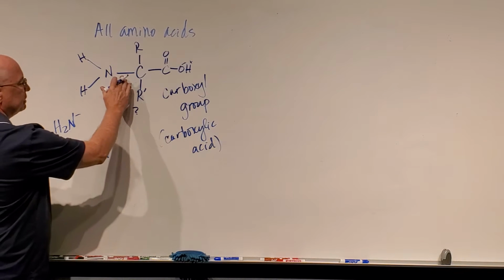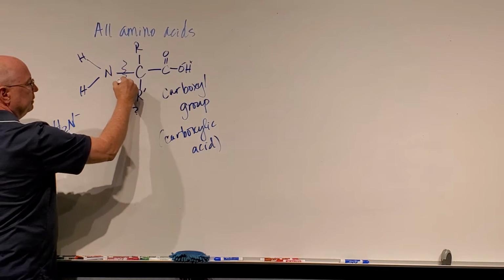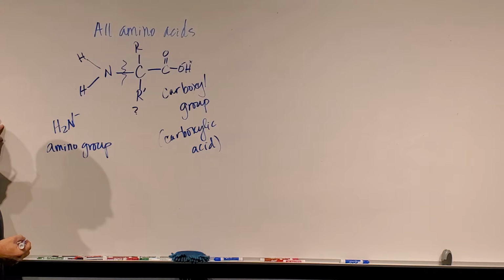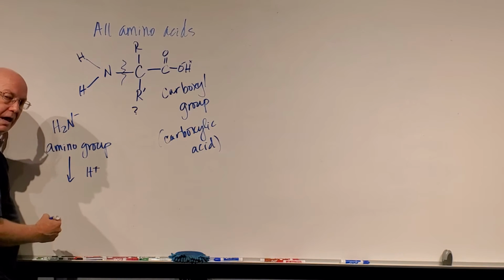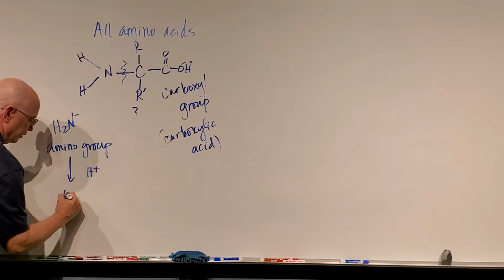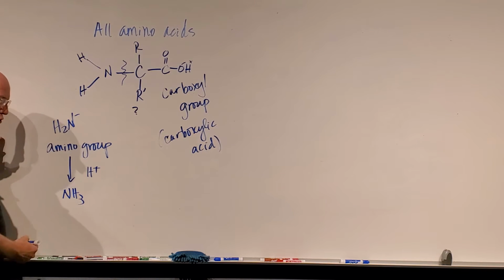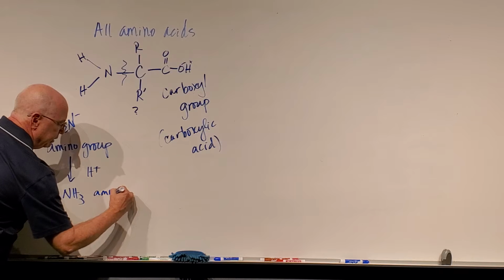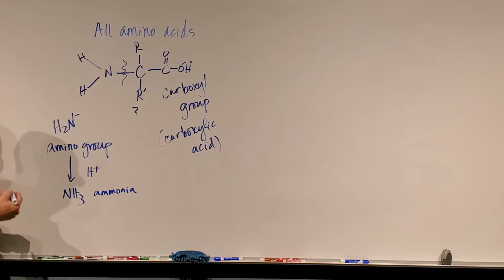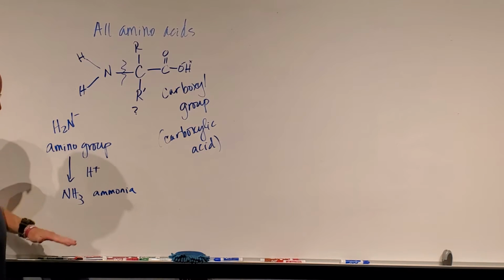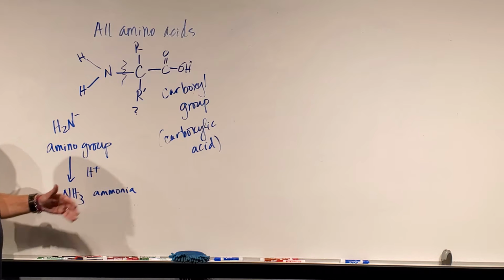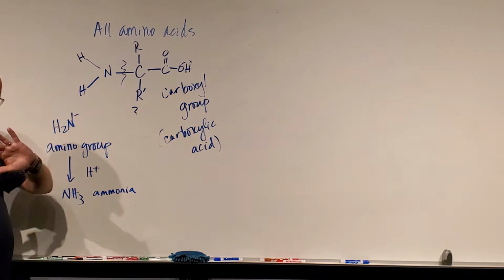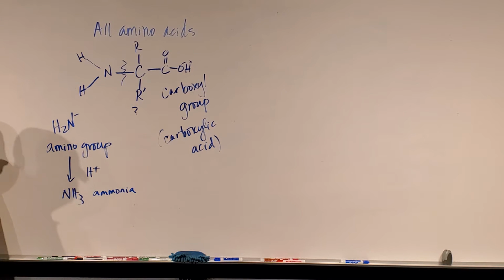If I break this chemical bond here, I will release the amino group. I can combine that with another hydrogen atom, or ion I should say, a proton, and form NH3, which we call ammonia. And so sometimes when we're breaking down a whole lot of amino acids, there's an ammonia smell to urine and things. And that's when you can get into some bad chemistry. You don't ever want to smell that.